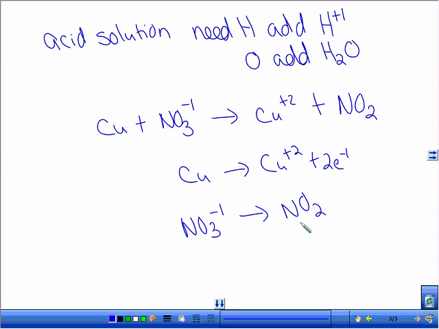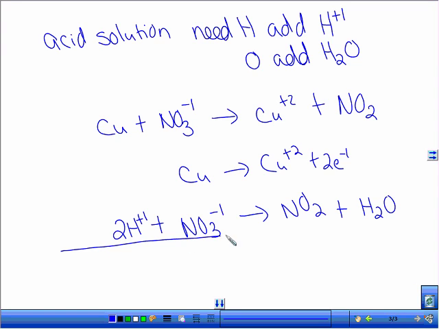Alright, this one, we're going to balance for mass first. You got to make sure you remember to balance for mass. 1 nitrogen, 1 nitrogen. 3 oxygens, 2 oxygens. So in an acid solution, if I need oxygen, I'm going to add water. I need 1 oxygen, so I'm going to add 1 water. So now the oxygens are looking good, but now I've got 2 hydrogens here. If you need hydrogens, you add H+. So I'm going to need to add 2 H+.